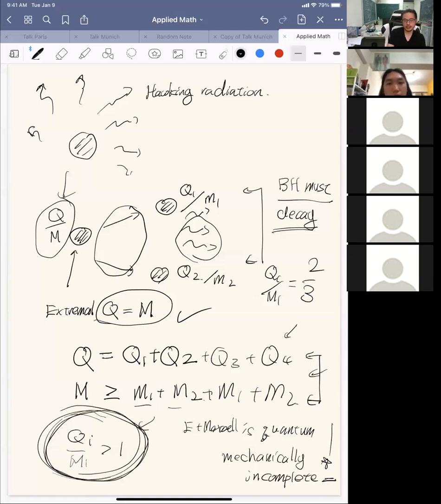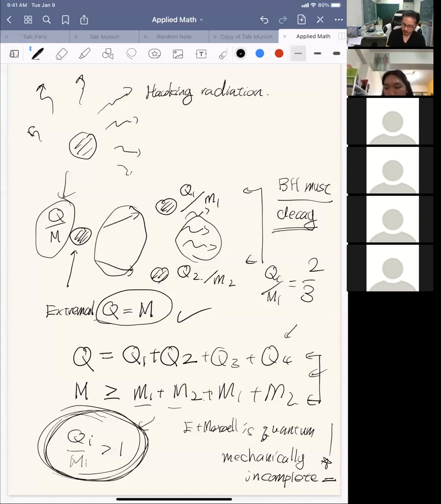Of course, in our universe this is not a problem because we always have a bunch of charged particles that have Q over M bigger than 1. As I mentioned, the electron has Q over M that is many orders of magnitude greater than 1. So it's no problem for our universe for a charged black hole to decay.